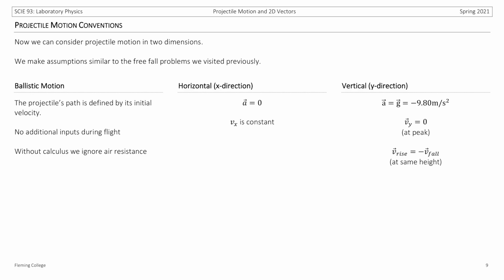First of all, again, this is ballistic motion. So the projectile's path is defined by its initial velocity. So that initial velocity should have a vertical component and a horizontal component. There'll be no additional inputs during the flight of the object. And at the level that we're studying physics, we'll keep our problems more simplified. We don't have calculus, so we are going to ignore air resistance. This is typically acceptable for small or slow traveling objects.